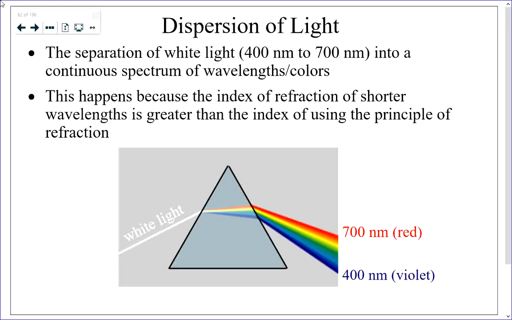The reason why this happens is that different wavelengths of light have different indices of refraction. The index of refraction, n, for violet light is a bigger number than the index of refraction for red light. And because of that, the violet light undergoes a greater amount of refraction, so it's bent more than the red. And as a result, you get this spreading out of the colors.